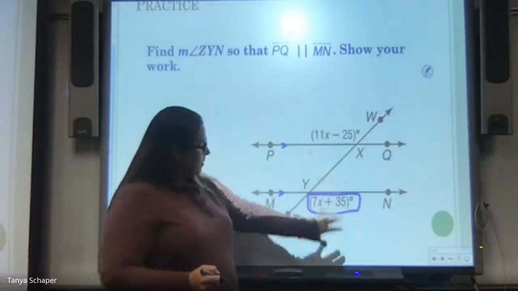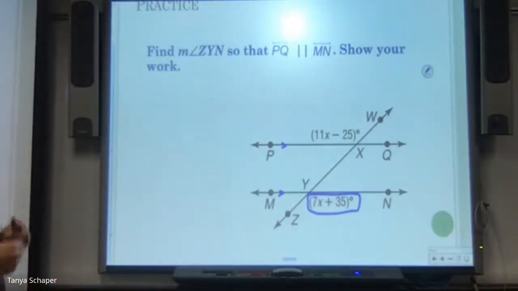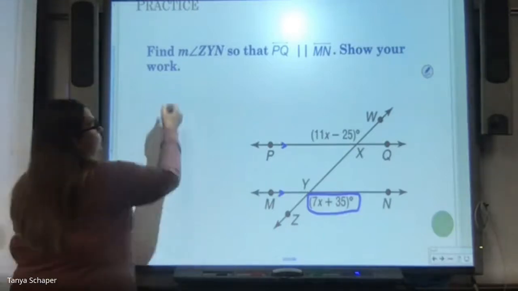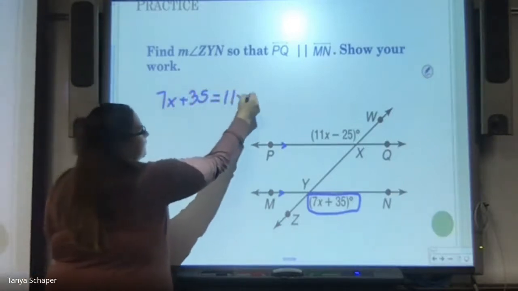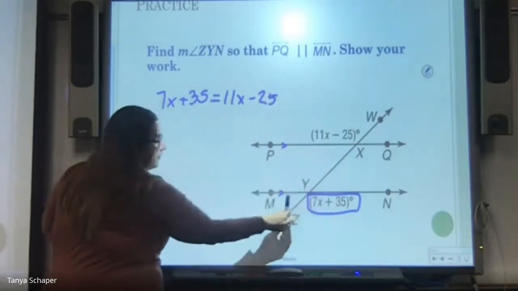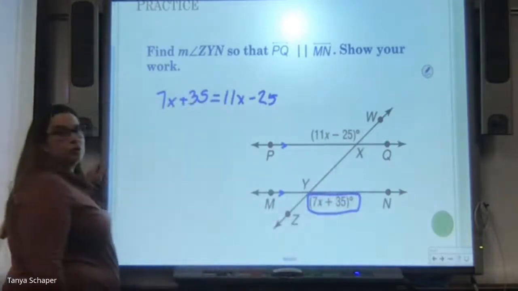PXW, this angle, and ZYN are alternate exterior angles. Alternate exterior angles, if they're congruent, then their lines are parallel. And so I'm going to use the exterior angles converse to prove line PQ and line MN parallel. So I'm going to set up 7x plus 35 has to equal 11x minus 25. In order for these two to be parallel, the alternate exterior angles must be congruent.